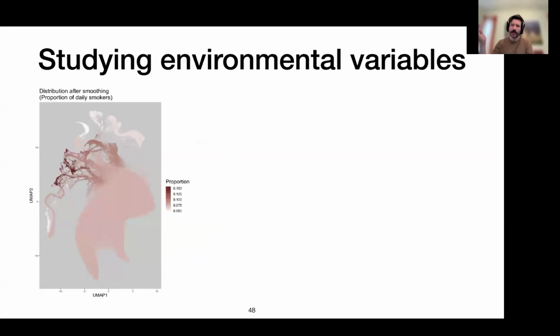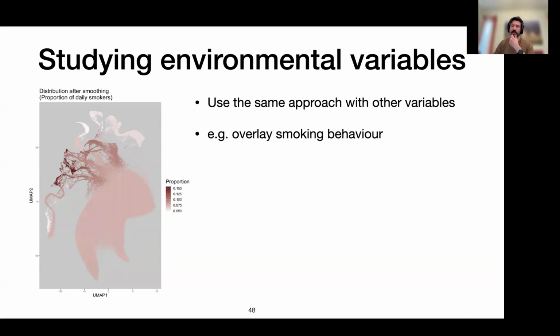And one other application is studying environmental variables. So this one here is we take the same approach as we had before with the smoothing of the phenotypes, but rather than using phenotypic data, we use something like smoking behavior, whether or not someone smokes. And we can overlay the smoking behavior on a population level and then study this correlation between genetics and environment, because a lot of individuals might not smoke themselves, but they might be in a population that tends to smoke. This is tough to measure otherwise, and it's also kind of tough to get your mind around.